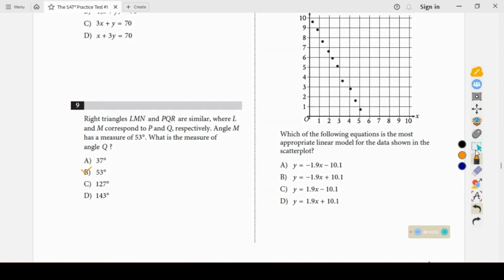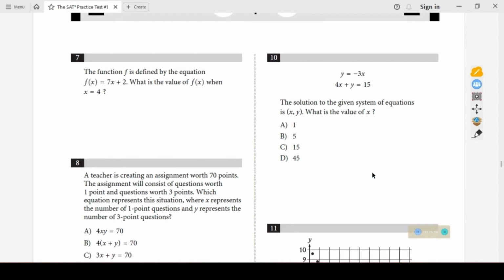Let's move towards the next question. Our next question is question number 10. In question number 10, we have two equations. Y equals negative 3x, and the second equation is 4x plus y equals 15. We have to find the value of x.